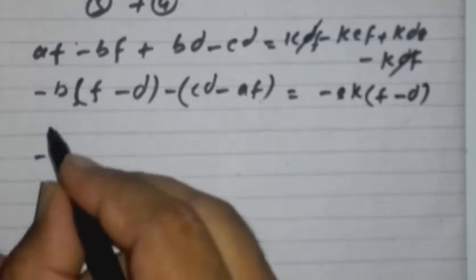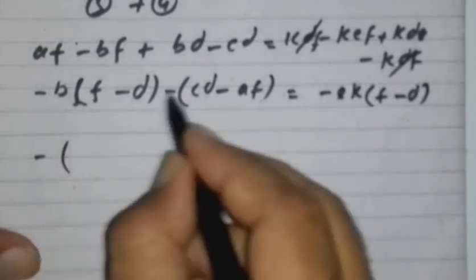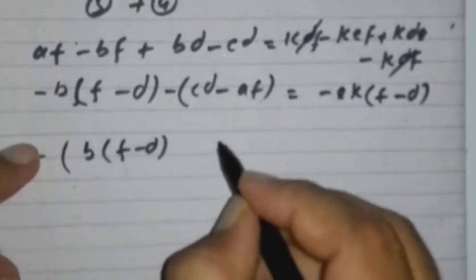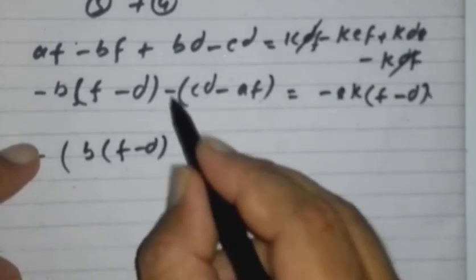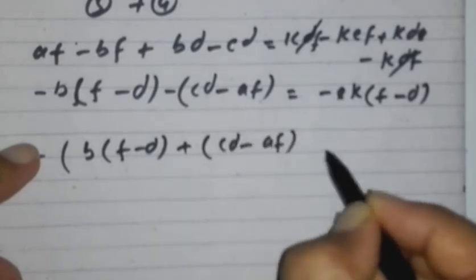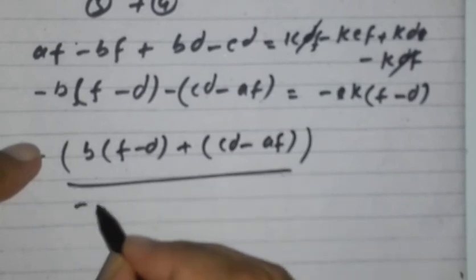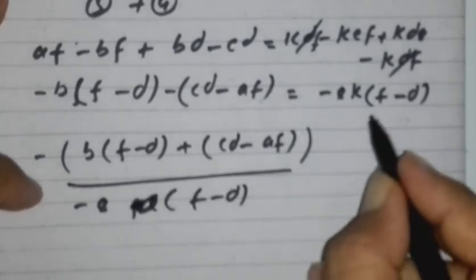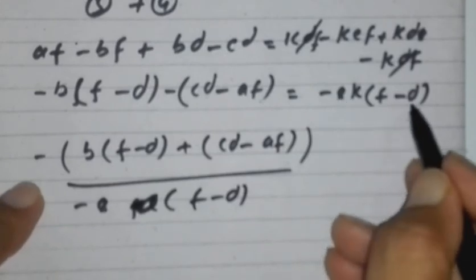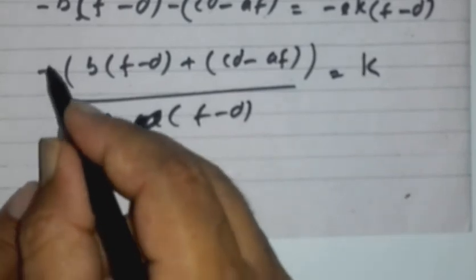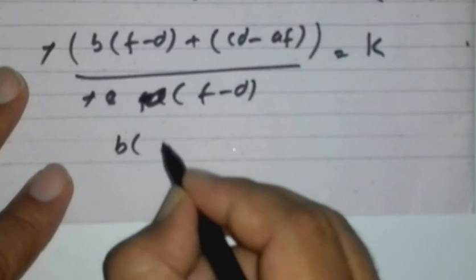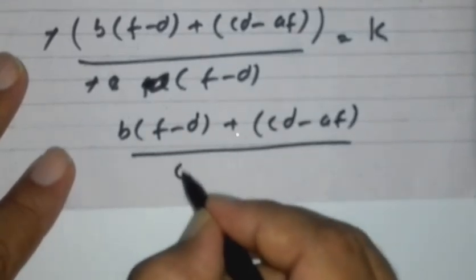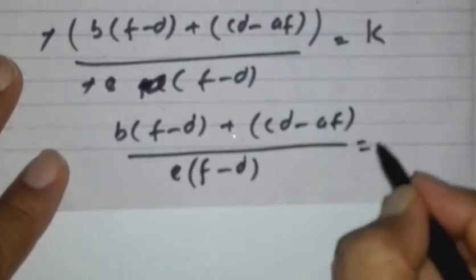Now shift this minus e and f minus d here. And take also common minus from these two terms. So when we take minus common, it will become b into f minus d, and this will become plus cd minus af, and shift this minus e into f minus d here. How? Dividing both sides by minus e into f minus d. So here remains k. Now this minus cancels with this minus. So what we get? b into f minus d plus cd minus af over e into f minus d, which is equal to k.